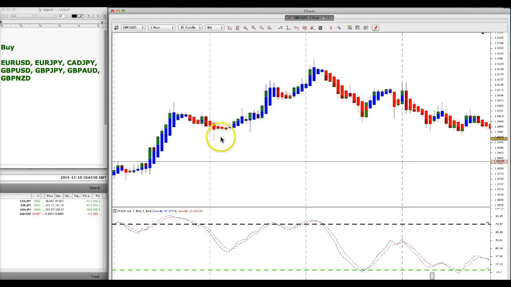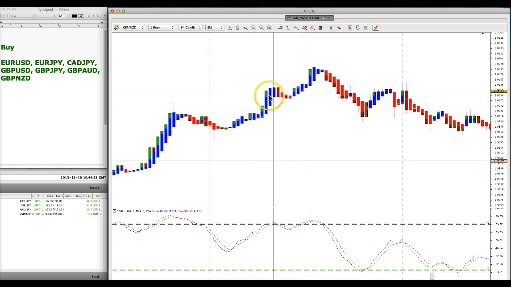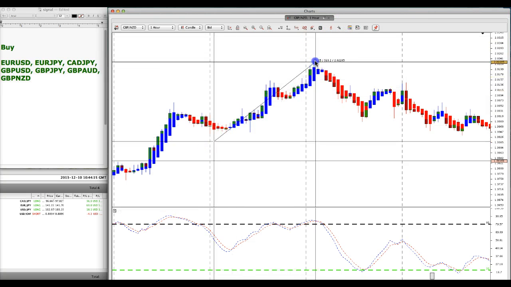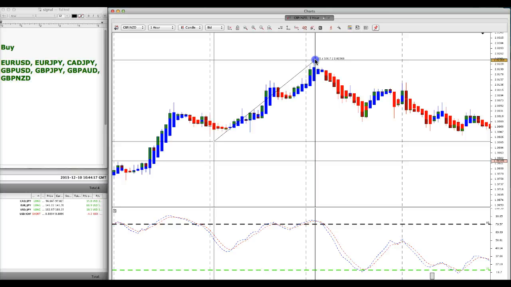Here again, the market had a whole day of activity. These perforated vertical lines represent 24-hour sessions. From this swing low to this swing high was 326 pips, which exceeded its daily range.